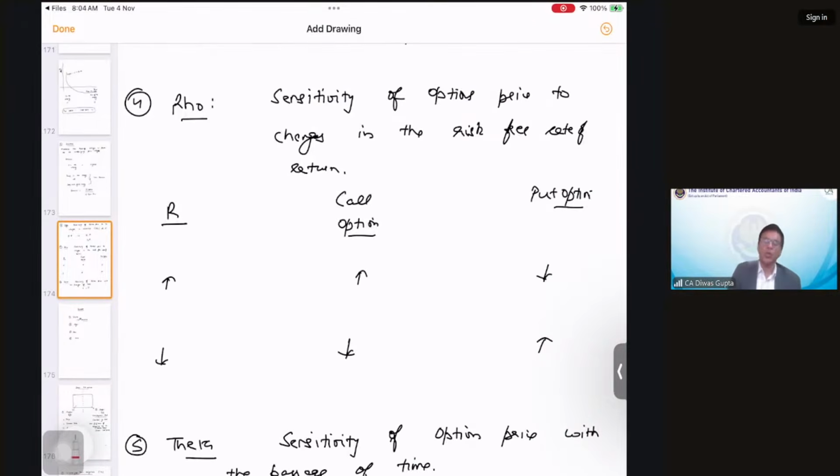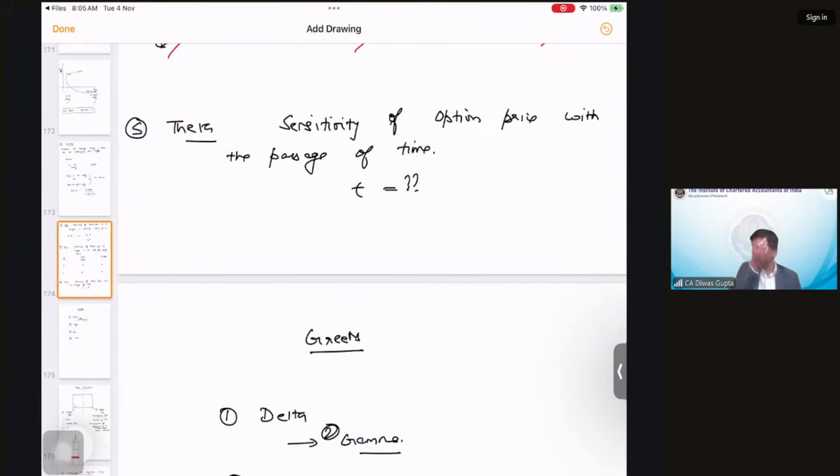Then comes Rho. Rho means the sensitivity of option price to the changes in the risk-free rate of return. If the risk-free rate of return is higher, the present value and the future value will also be higher, right? Because the present value will be computed at a higher rate now. So if the rate is high, the call option premium will also be high, the put option premium will be low. Similarly, if the rate of return is low, call option premium will be low and put option premium will be high, students. This is from the Rho perspective.